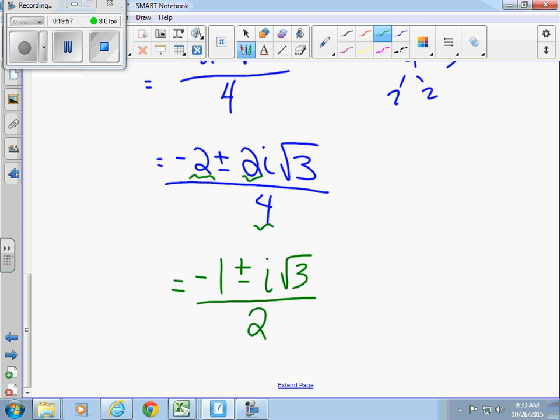Plus or minus i squared to the 3 over 2. There is no other simplification I can do for that. I could break it into 2 pieces, but I can't simplify it anymore. So that is our first quadratic formula problem. How was it?